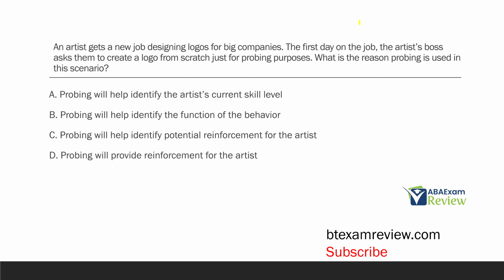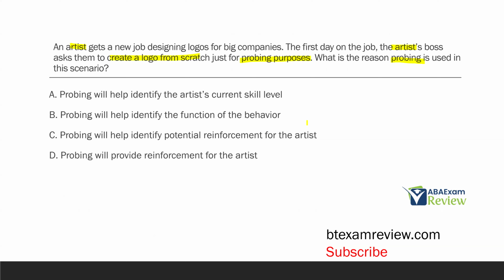An artist gets a new job designing logos for big companies. The first day on the job, the artist's boss asks them to create a logo from scratch just for probing purposes. What is the reason probing is used in this scenario? Pretty straightforward question, right? As long as we're fluent and we know what probing is, we can answer this question fairly easily. So, what do we know? We know an artist got a job designing logos, and the first day on that job, the artist's boss says, create a logo from scratch for probing purposes.